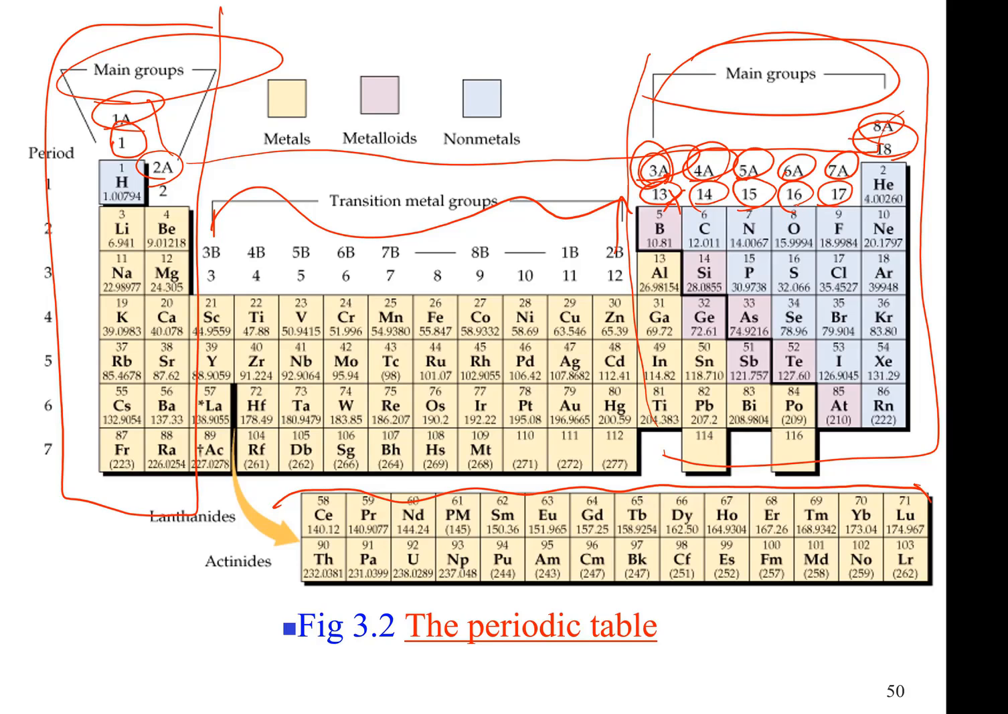So I don't know what the group number is. I write 16 minus 10, I get 6A. That means there are 6 electrons in the outer shell. Here, group number 17, minus 10, 7A. So therefore, there are 7 electrons in the outer shell of these.